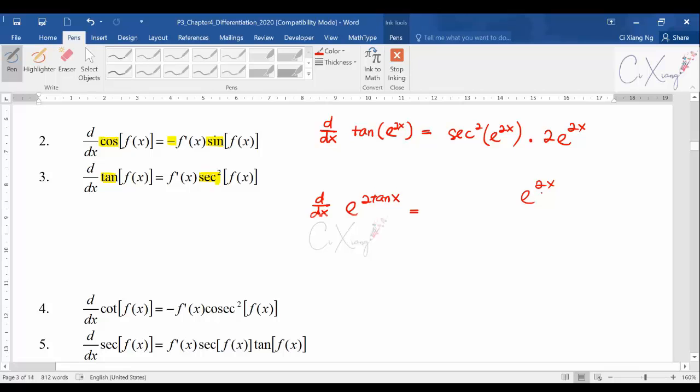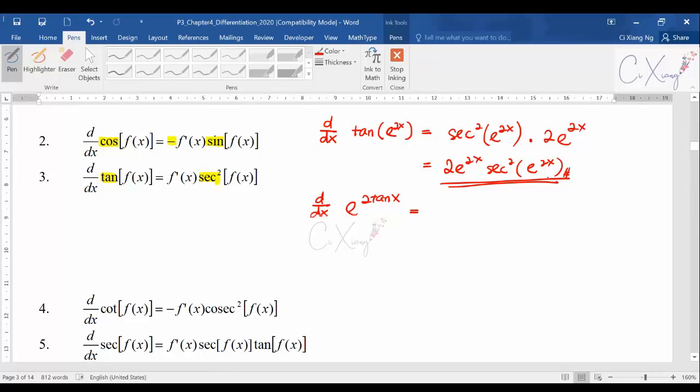All right. So after you do the differentiation, you have this. Usually we will put the constant and e in front. So you are having e power 2x, secant square, then e power 2x. Make sure you know how to apply the concept that you learned in the previous video and this video, and then how to apply it together.